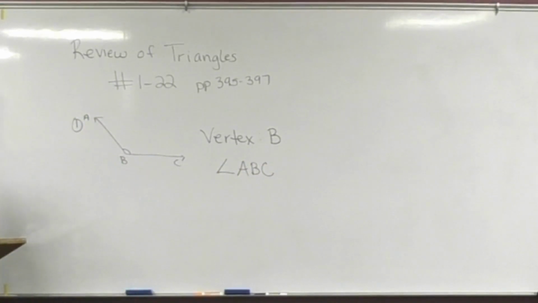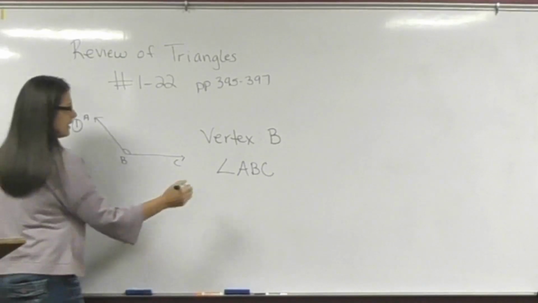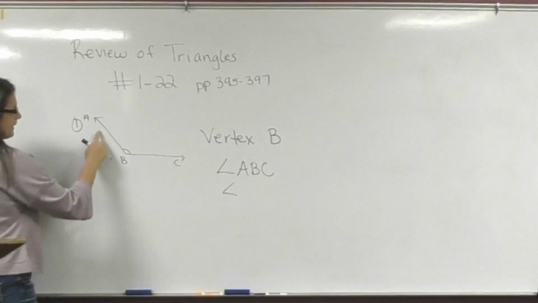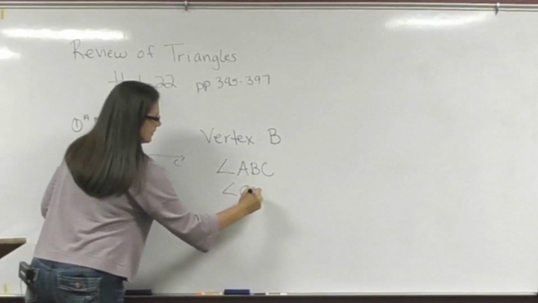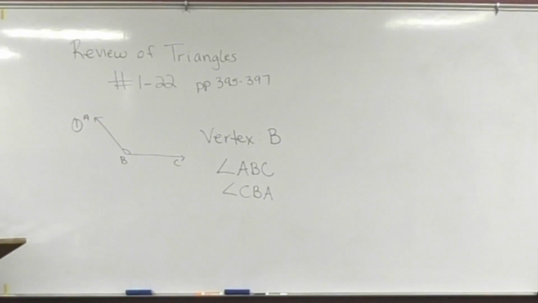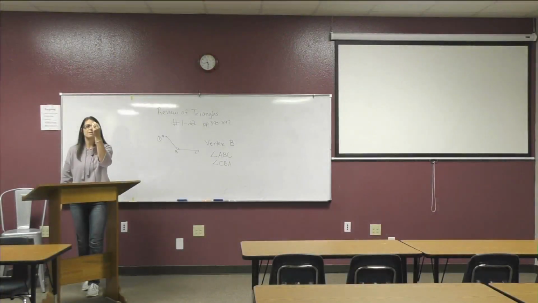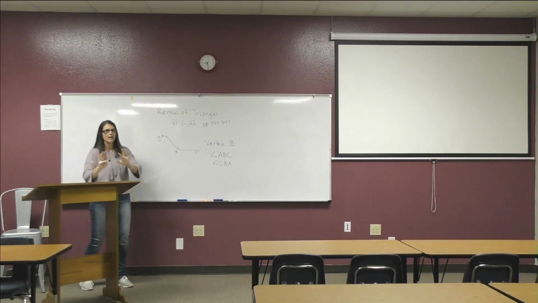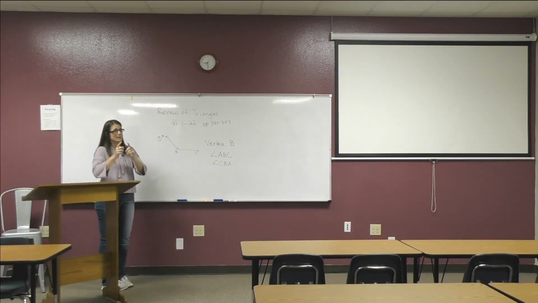That's one way of identifying this angle, okay? Another way that you can identify this angle is just simply going the other way. Angle CBA. Okay, you notice on both of those, B is in the middle because he's the vertex, okay? So it doesn't matter. Angle ABC and angle CBA are the exact same angle, okay? But B has to be in the middle because he's the vertex, all right?